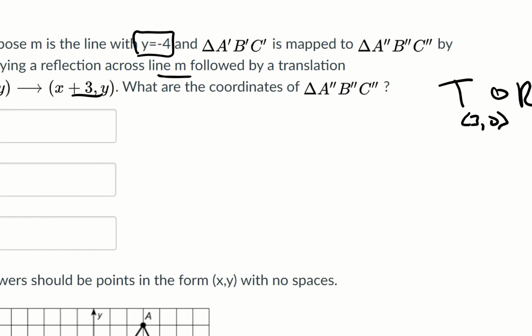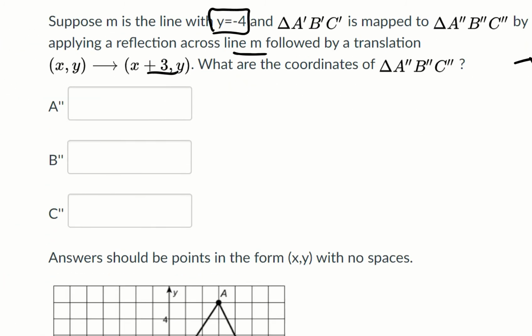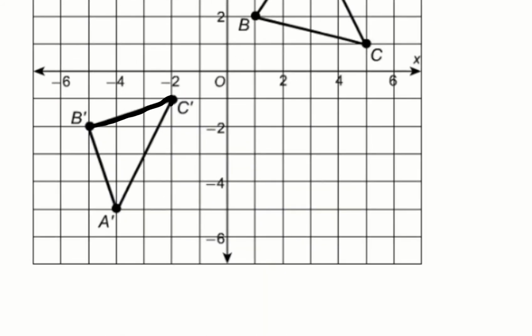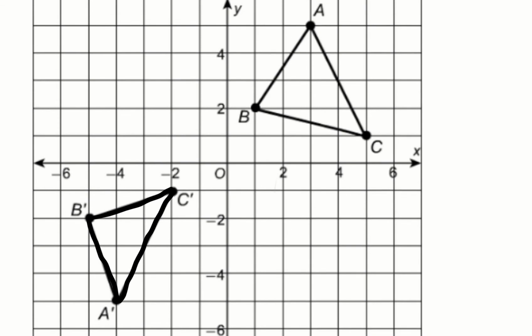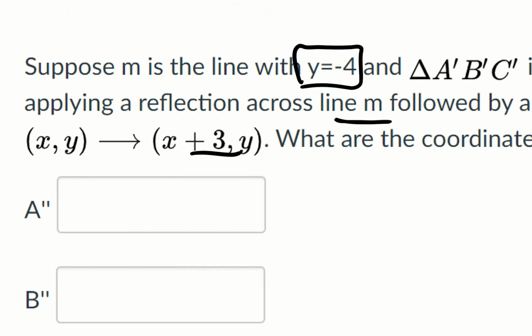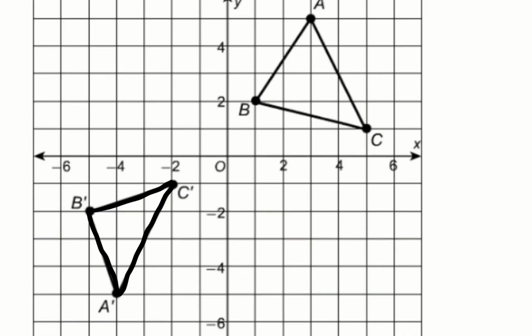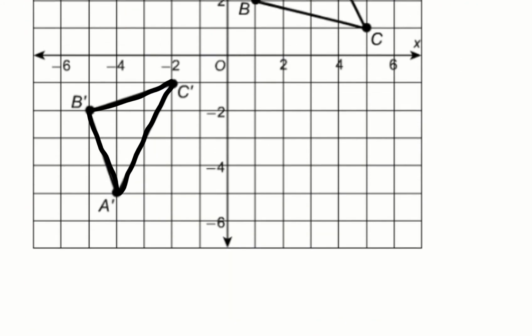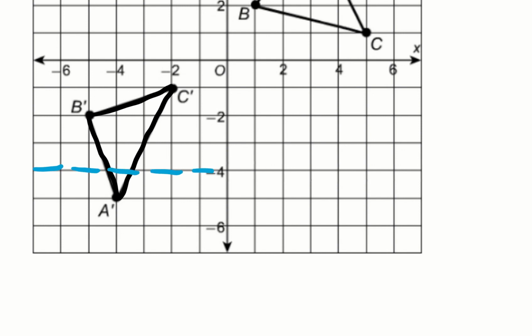Okay, so let's go ahead. So they go ahead and show this to us. This is the one that we're transforming, and we want to transform it with that transformation. Okay, so it says that we're reflecting about y equals -4 first. So let's do that. Y equals -4 is right here. This is the line y equals -4. So you have to know how that equation looks. Okay, if you don't know that, you're going to get this wrong. So y equals -4 is a horizontal line that cuts through -4.